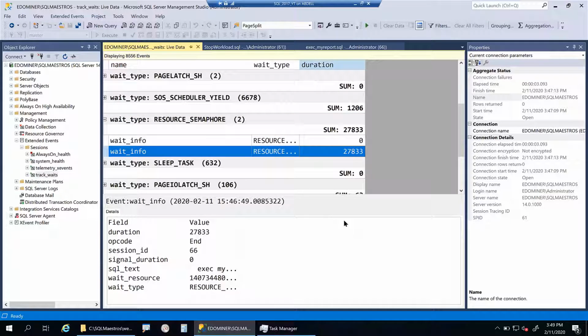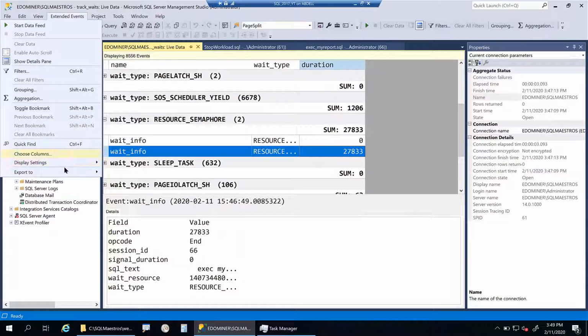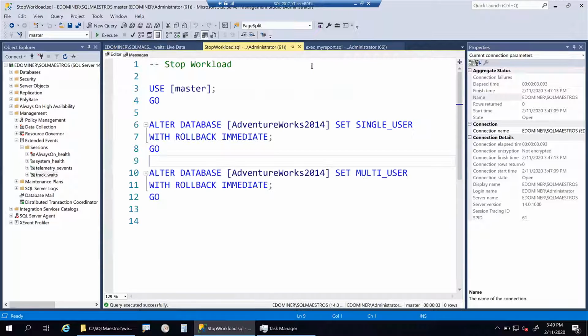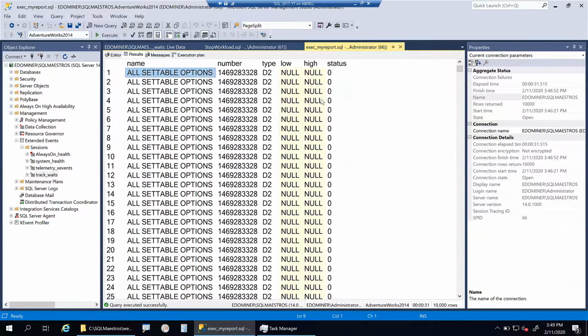So this data I can persist, and that's the beauty of extended events. I can always save this data. If I go to extended events, I can export it to an XML file, a table, or even a comma separated value file, and I can research on that later. So that is a great technique to save this performance information for later analysis and further research.